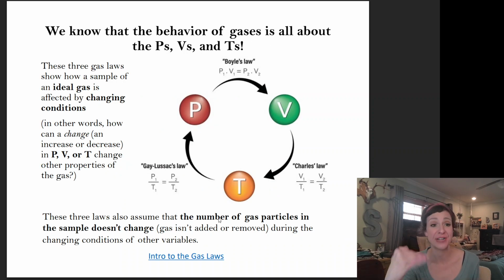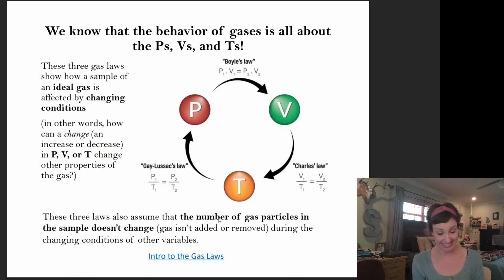So these next 3 gas laws are going to show how a sample of an ideal gas is affected by changing conditions. Now, we learned about what an ideal gas is last time. An ideal gas follows the kinetic molecular theory perfectly, right? We know that it is going to display no forces of attraction or repulsion with other gas particles, and the collisions it would have with the walls of the container are going to be completely elastic with no energy being lost.